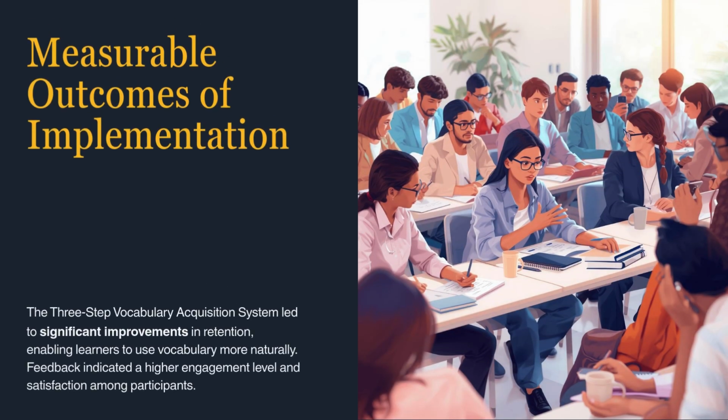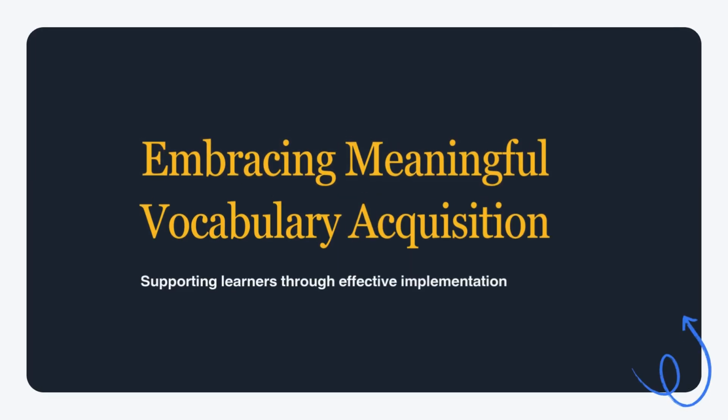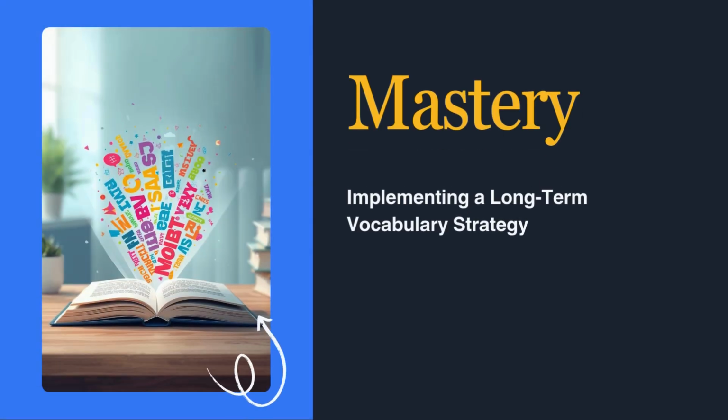Measurable outcomes of implementation. The three-step vocabulary acquisition system led to significant improvements in retention, enabling learners to use vocabulary more naturally. Feedback indicated a higher engagement level and satisfaction among participants. Embracing meaningful vocabulary acquisition, supporting learners through effective implementation. Mastery. Implementing a long-term vocabulary strategy.